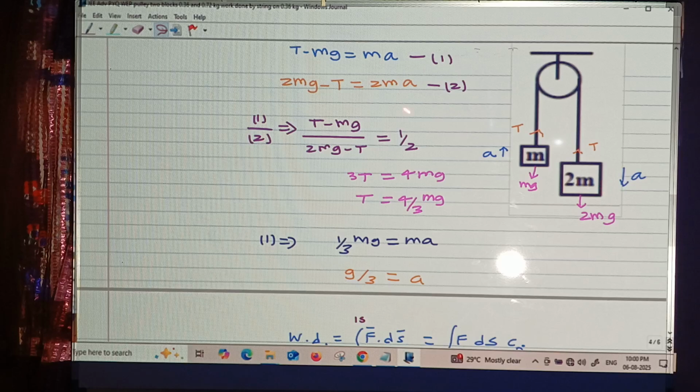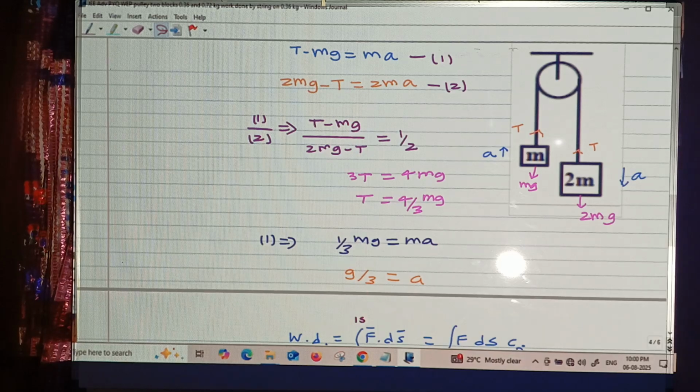So you have two equations and two unknowns. One is tension, one is acceleration. To get the tension, you have to divide these two so that acceleration will disappear. So 1 by 2 will give me T minus mg over this one, put half. So tension is 4 by 3 mg. And to get acceleration, we can use the first one or the second one. Using the first one, I'll get tension is 4/3, so 4/3 minus 1 is 1/3. So 1/3 mg equals m a. So acceleration is g by 3.